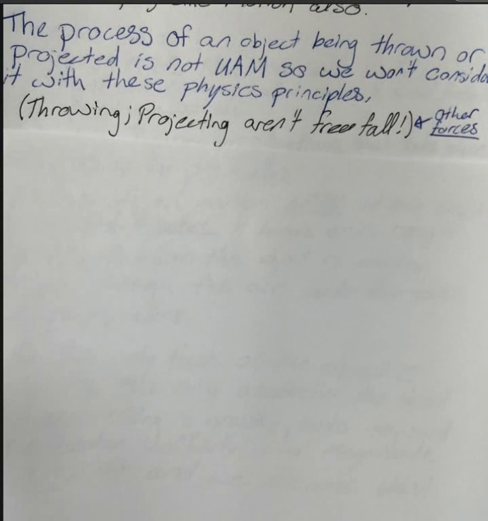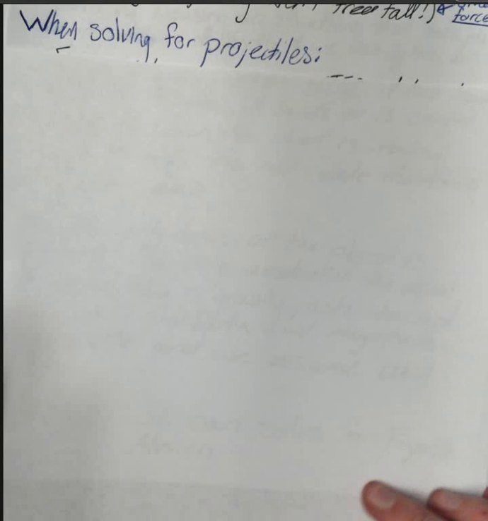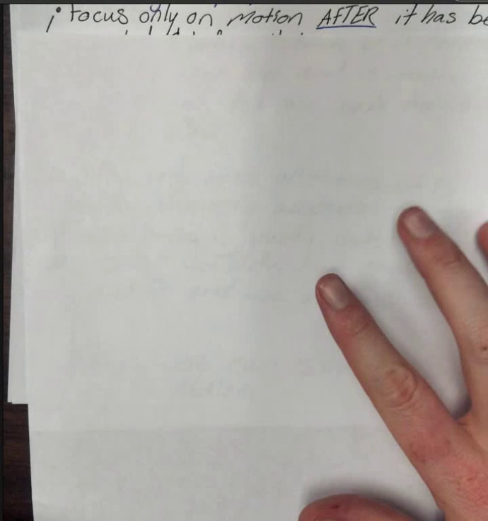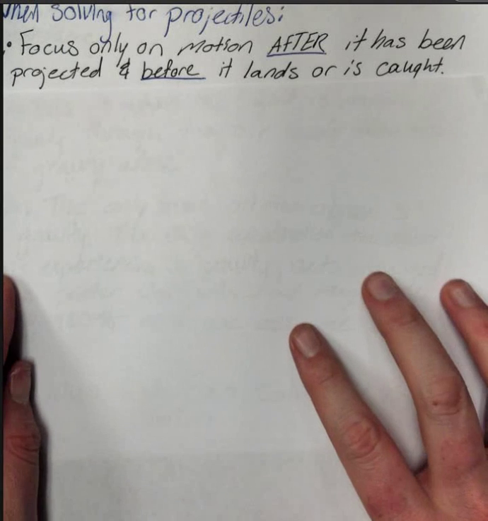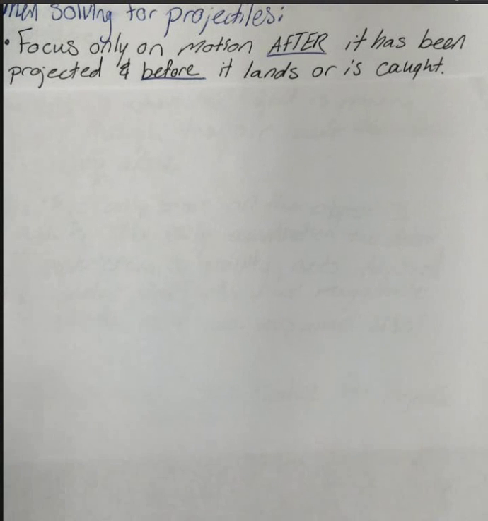So that means that the throwing and the projecting action are not going to be a part of what we consider when we solve projectile motion problems. When we solve for projectiles, what we do consider is a focus only on the motion after it's been projected and before it's landed or caught. So it's very similar to the boundaries of a free fall problem. Right? We don't consider when it's in the projecting or throwing device, and we don't consider when it's actually in the process of being caught or hitting the ground. We only consider when it's in free fall.